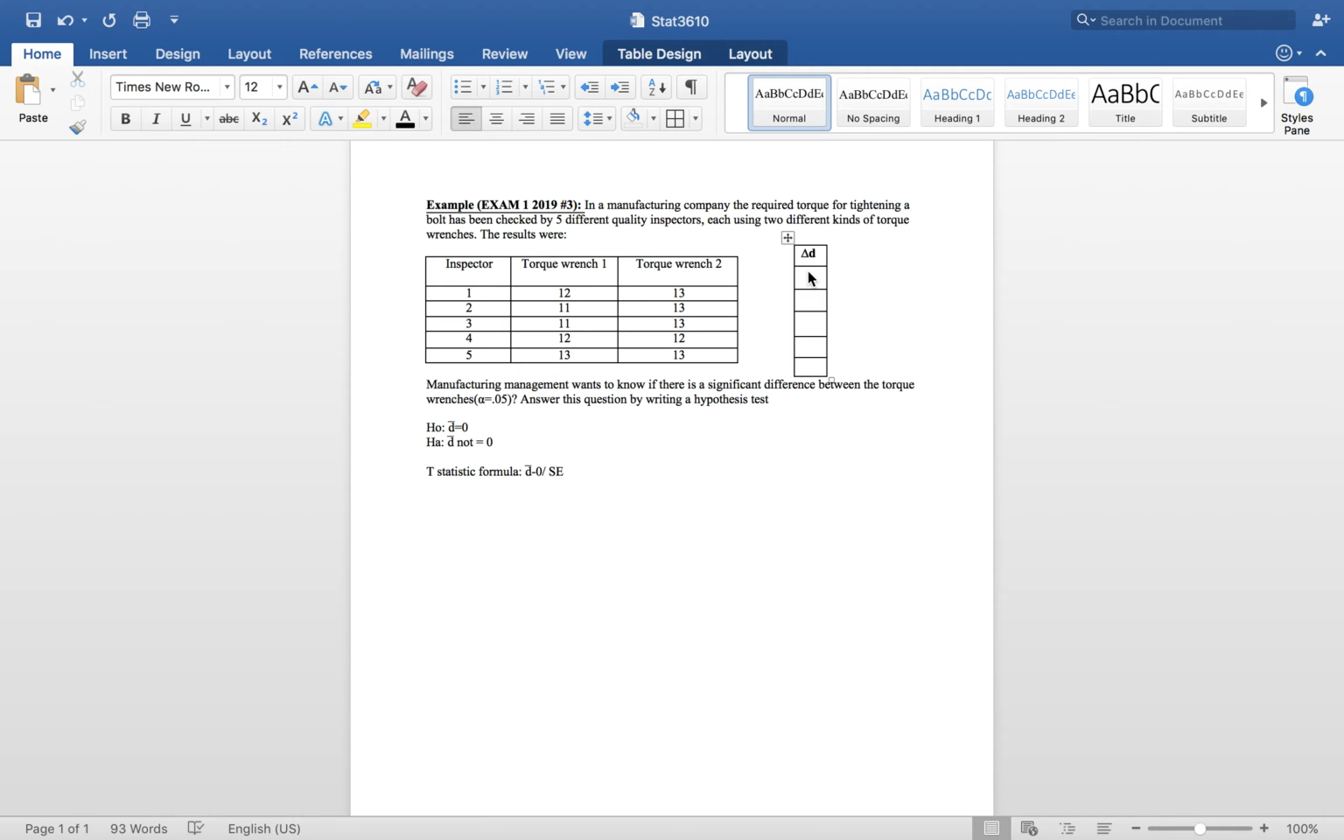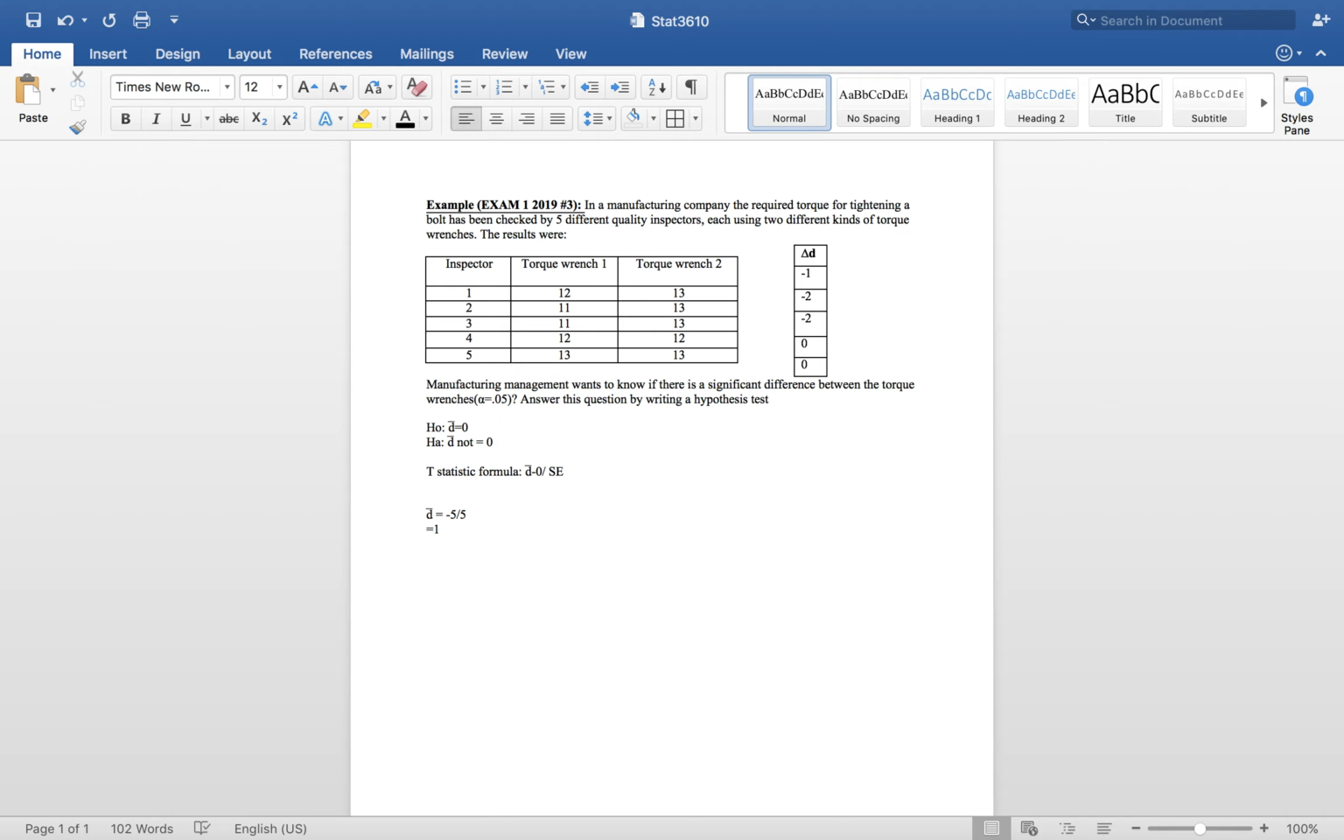So for the first one, we'll get -1, -2, -2, 0, and 0. Okay. Now, since we know our differences, we will add all of these values together and divide by the number of inspectors to get our mean of D. So that will give us -5 divided by 5, which equals -1. Okay, that is our mean of D.